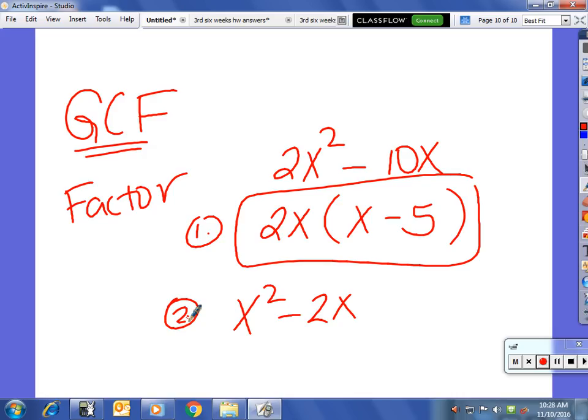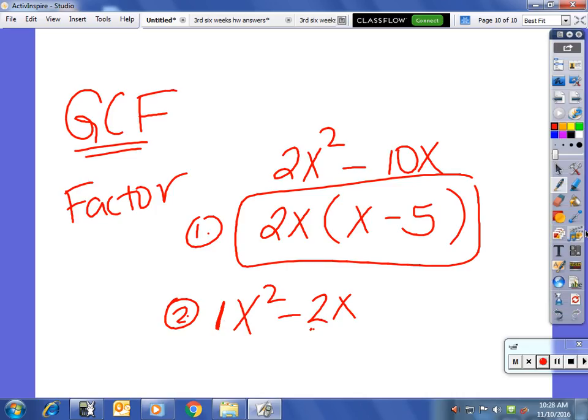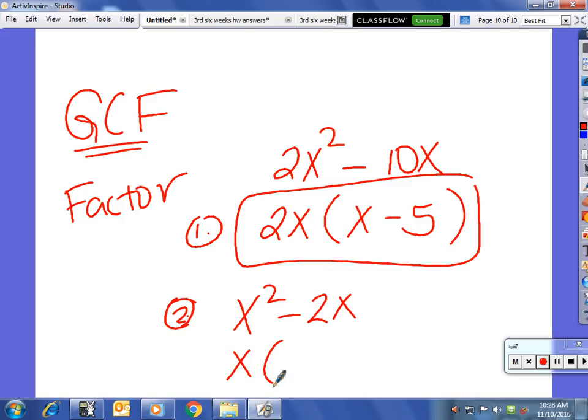We have an a value of 1. We have a b value of negative 2, but we don't have a c value. If you don't have a c value, you cannot factor it like normal. This is just a GCF problem. What's the GCF here? Yeah, x is the GCF. You take out an x and you're left with x minus 2. That's how you factor that, and you're done.